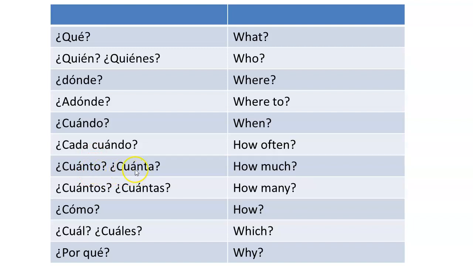Depending on the noun you use it with, if it's a grammatically masculine noun, you'll say cuánto, like el dinero, cuánto dinero, how much money. Medicine, la medicina, you might say cuánta medicina. Plural, cuántos, cuántas, meaning how many. Again, they agree with the masculine and feminine nouns. How is cómo. Which, cuál or cuáles. If it's something singular you're referring to, it'll be cuál, and plural would be cuáles. And then finally we have por qué.